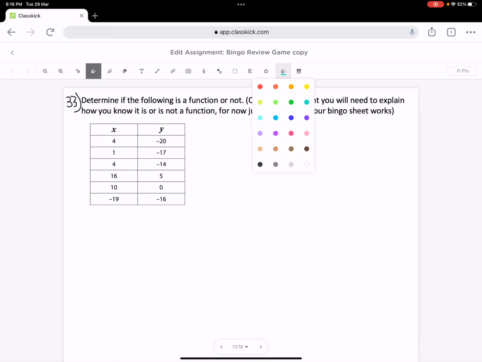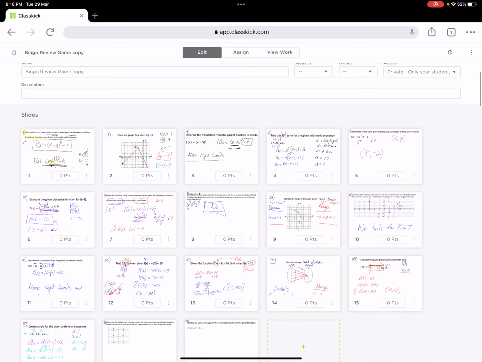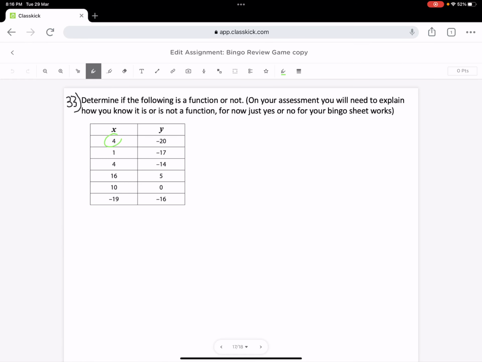Now this next one: determine if it follows a function or not. So we're just answering yes or no. What we need to look for in a table, or when we're given ordered pairs, is whether we have any x values that repeat and then give us different y values, because that means it would fail the vertical line test. So I see here that I have 4 twice. Since I have an x value that repeats, I need to check whether it gives me different y values, and yes, it does.